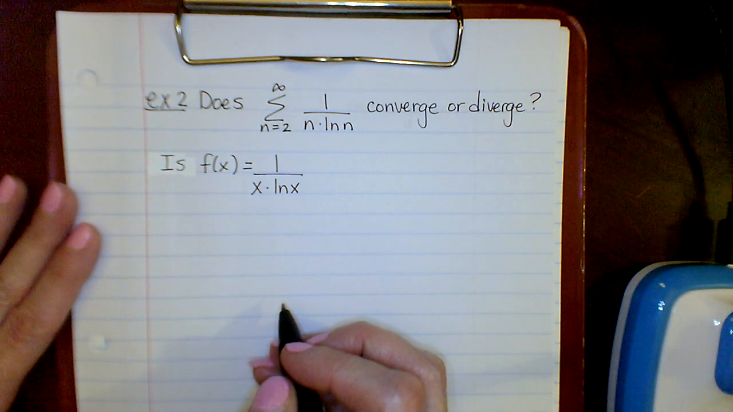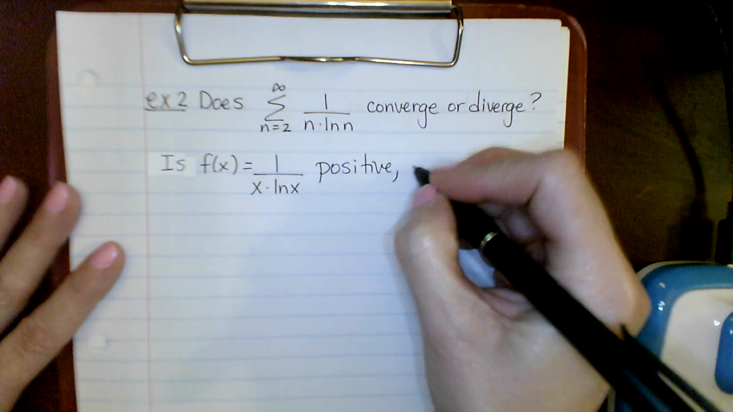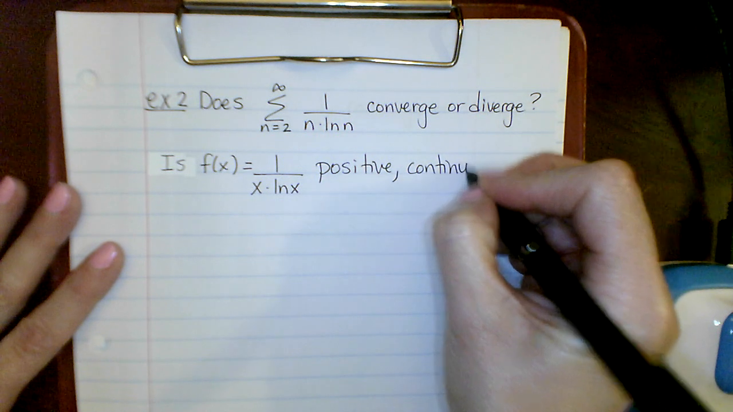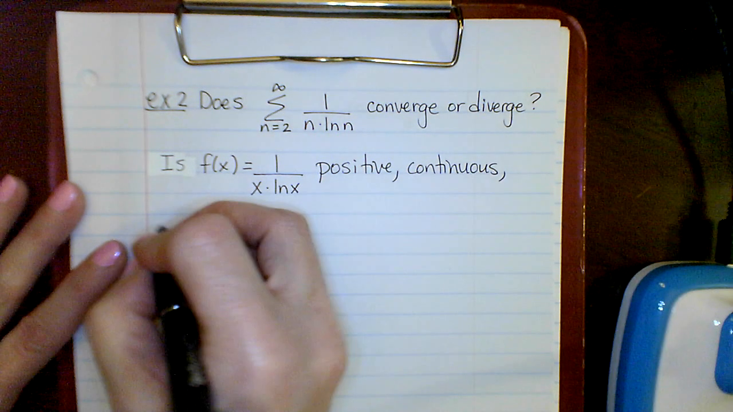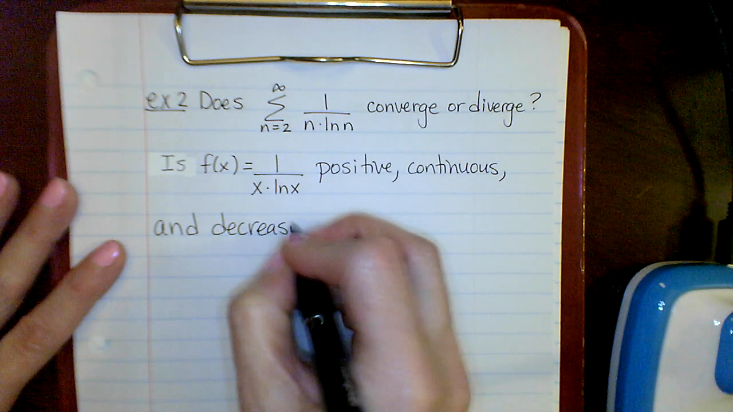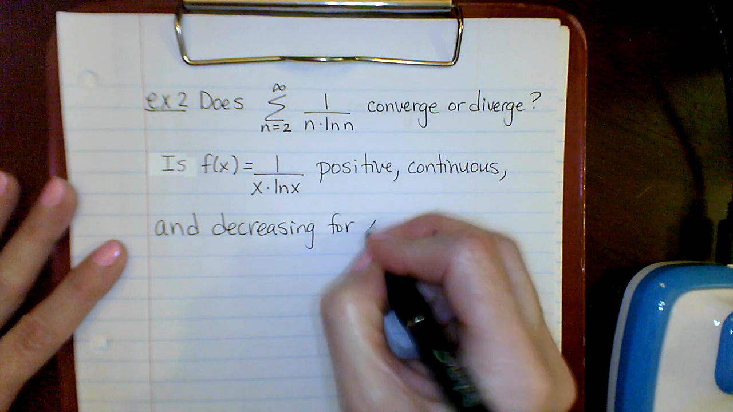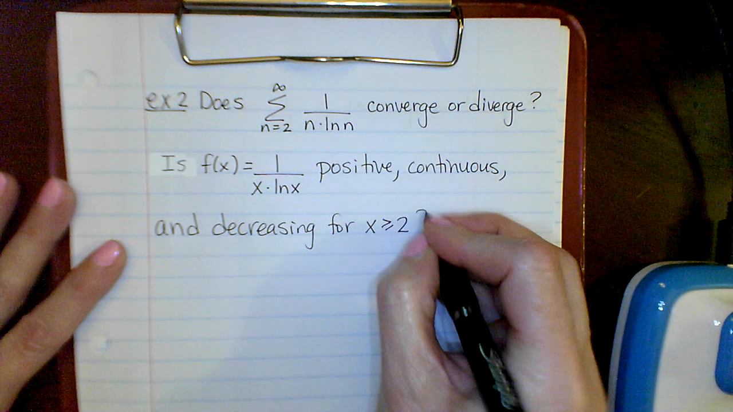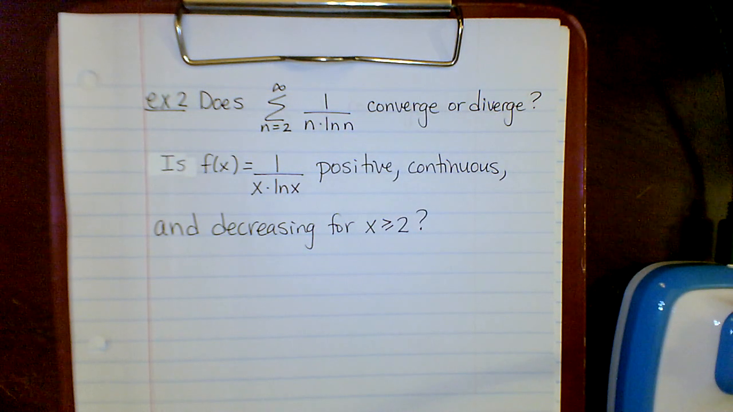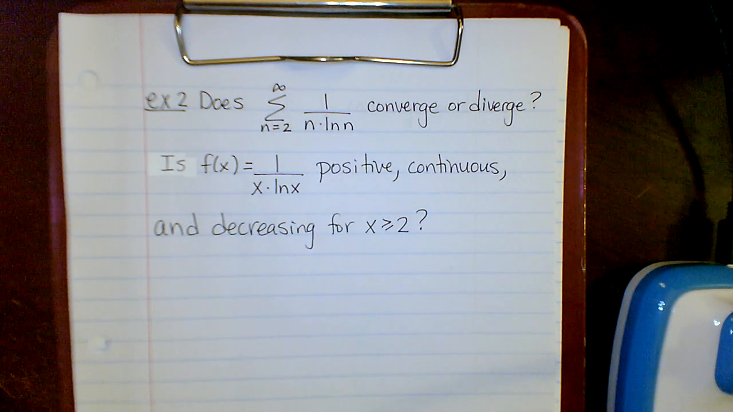Is this function positive, continuous, and decreasing for x greater than or equal to 2? Why do you think 2? 2's a weird index to start with. Why 2? Well, that's because the natural log of 1 is 0, and so it would give 1 over 0. So that's why.